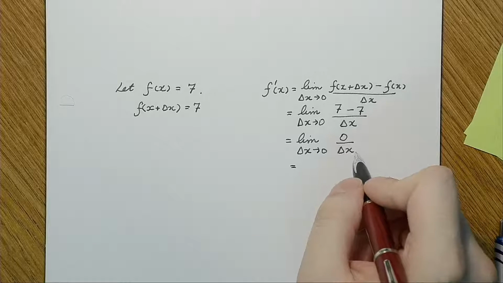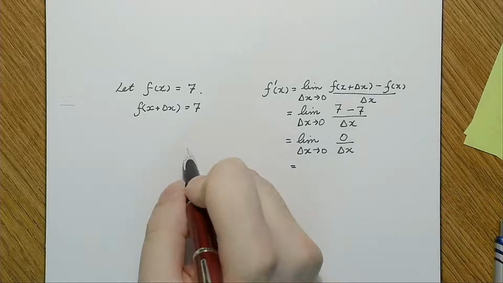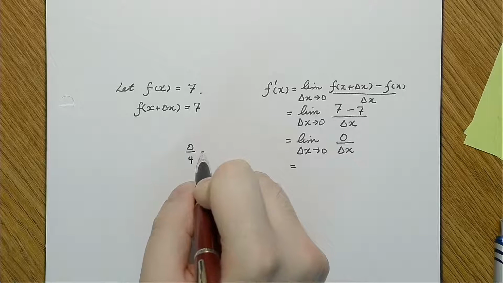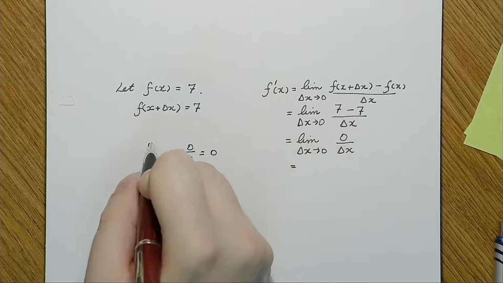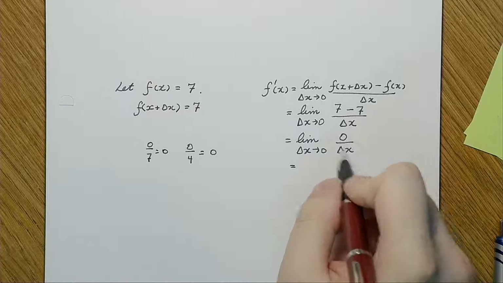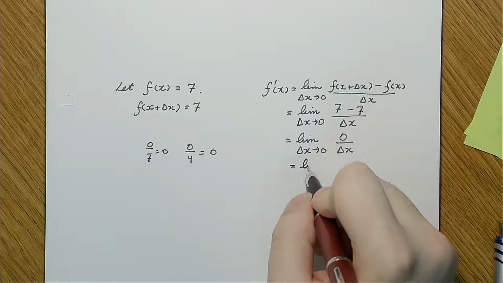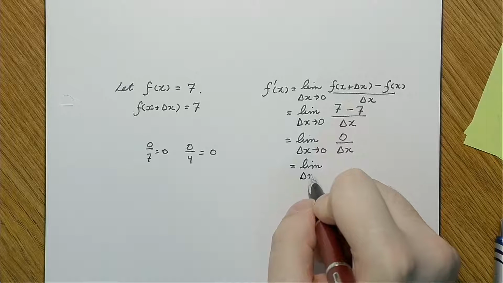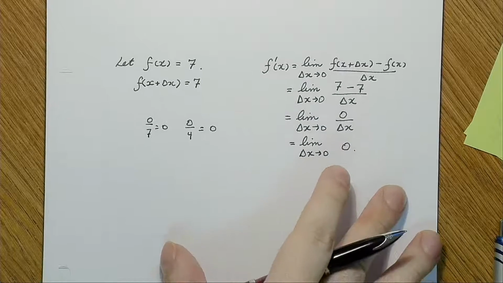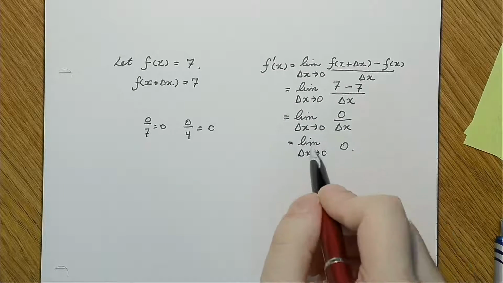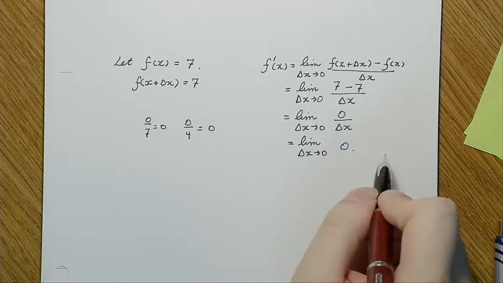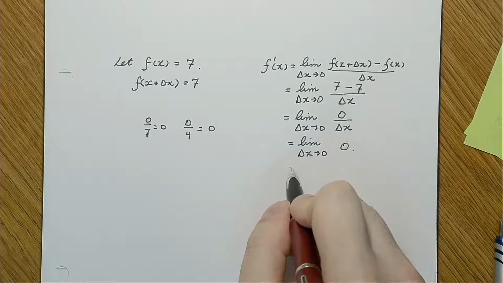I have 0 divided by something. And again, 0 over anything, 4, that's still equal to 0. 0 over 7, that's still equal to 0. So this whole thing, that's 0. There's no delta x's in this at all. So I don't have to worry about it. I can actually let that limit, and there's nothing for me to apply, so it's just 0.